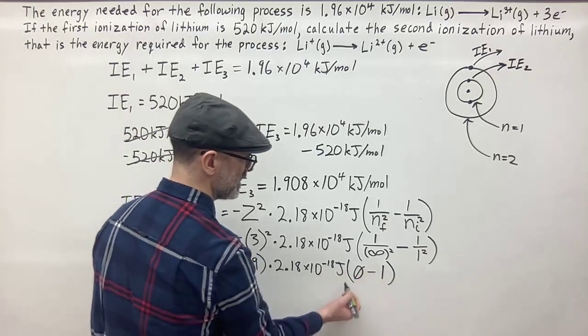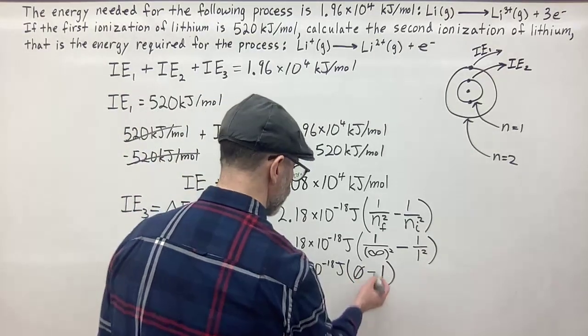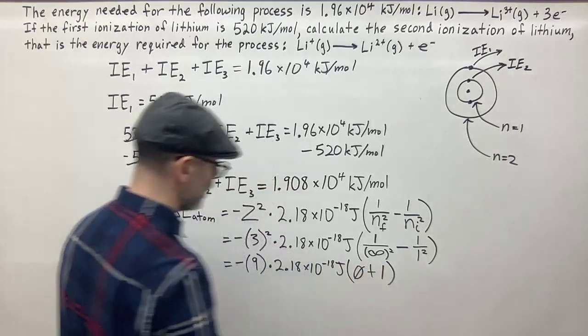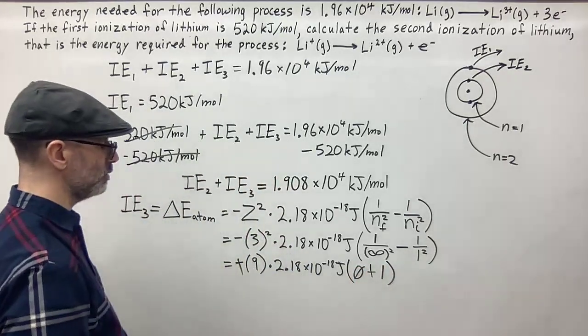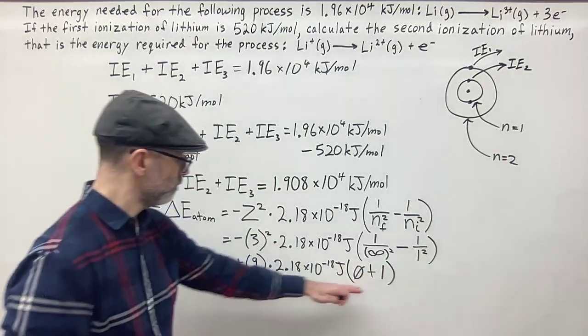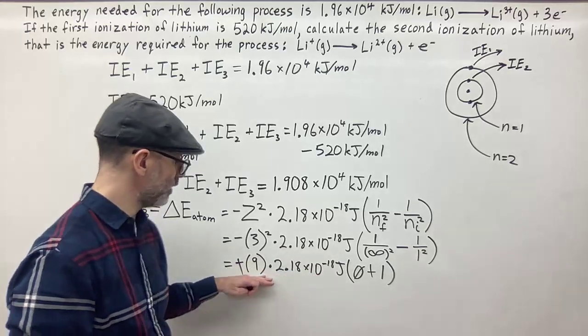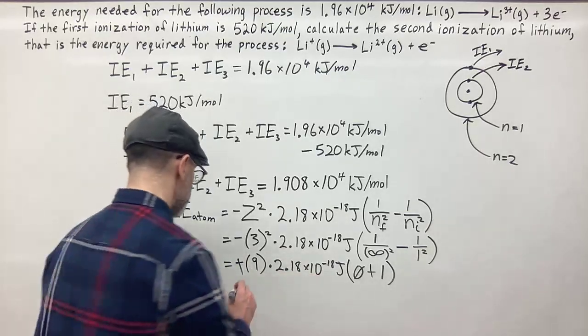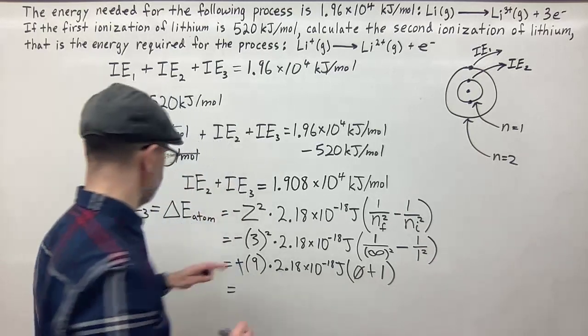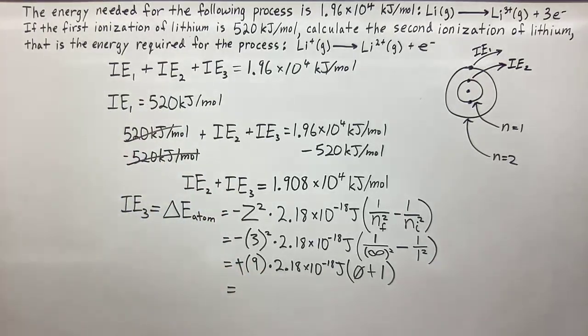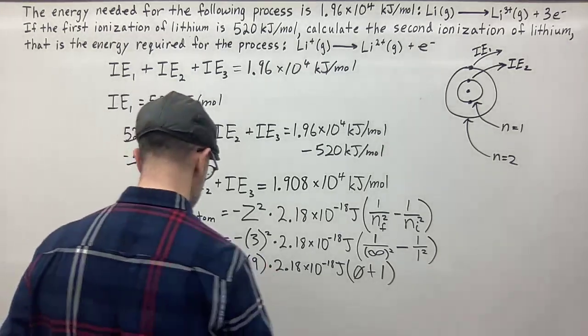0 minus 1 is negative 1. So the negative here is going to cancel out with the negative there. So then it's just going to be 9 times this number. And so when I multiply all of this together, I get 1.962.